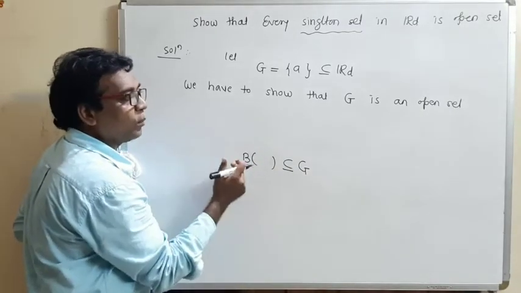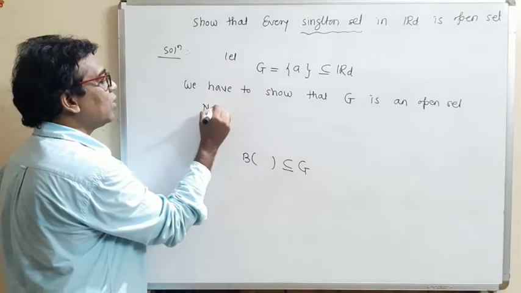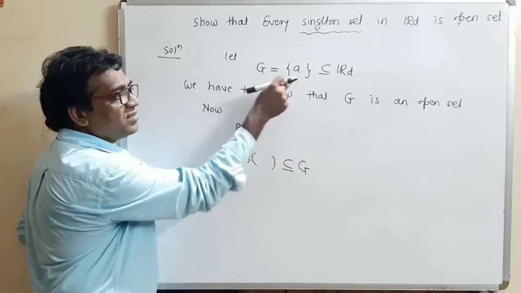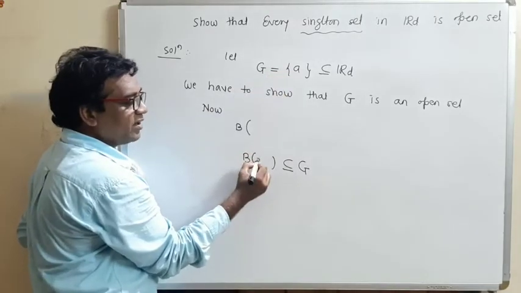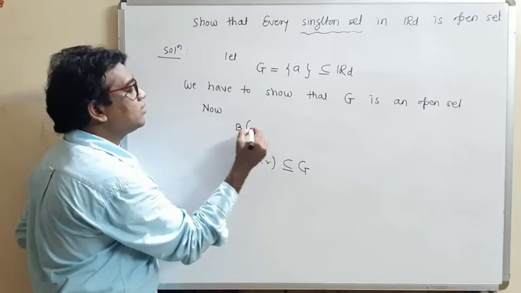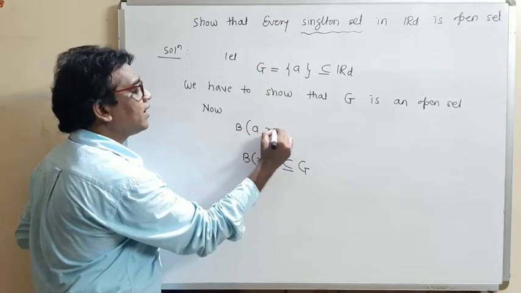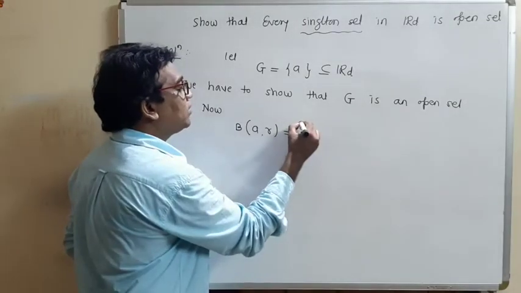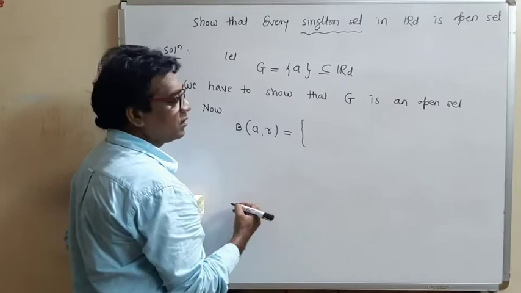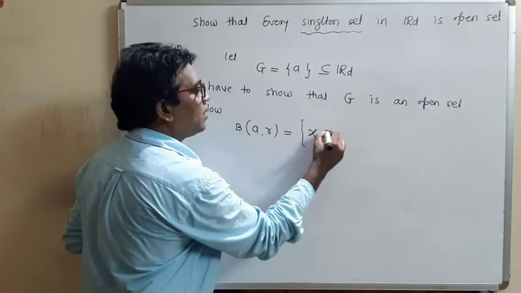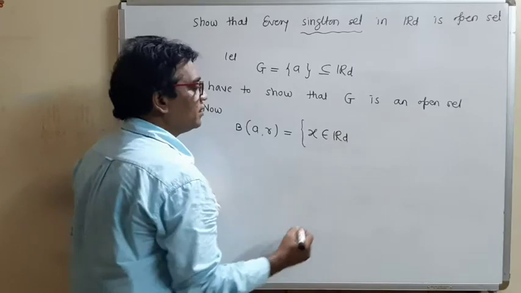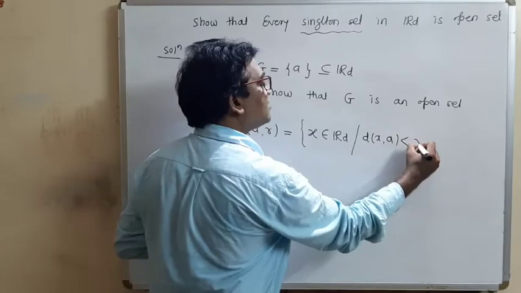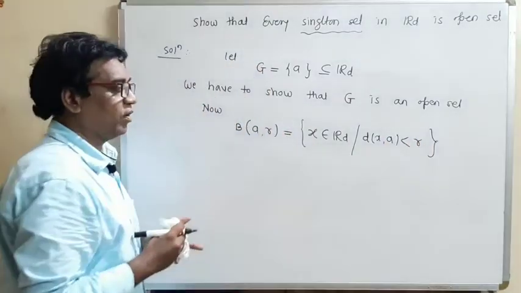So find out now this open sphere. So write down the open sphere. Now the open sphere B, now we have taken just one element, so instead of X, we have to write here A. So consider the open ball B with center at A and radius R. So find out this open sphere. What is the definition of open sphere? Set of all those elements in the metric space RD satisfying the condition distance between X and A less than R. This is the definition of open ball.